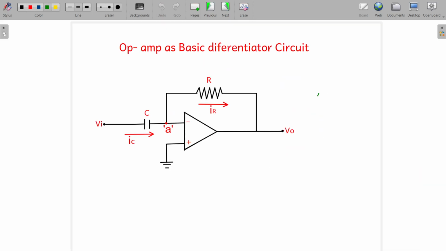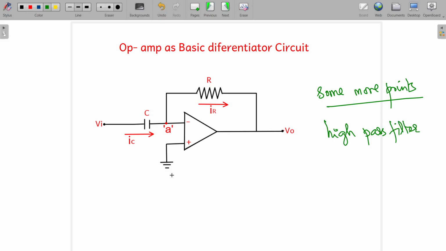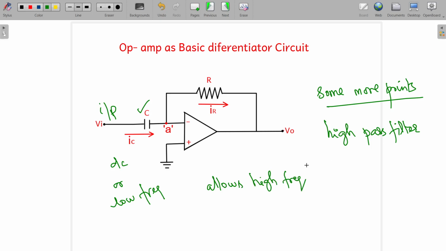Some more points we can consider. This particular circuit acts as a high pass filter. How do you say that it acts as a high pass filter? As we have this capacitor present at the input side, it will be blocking the DC or low frequencies. That means it acts as an open circuit for DC or low frequencies, and it allows only the high frequencies because of the nature of the capacitor. That's why we say that it is a high pass filter.